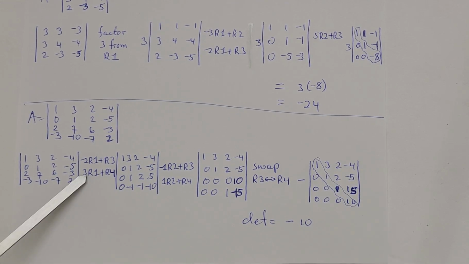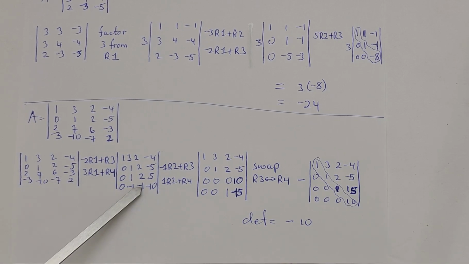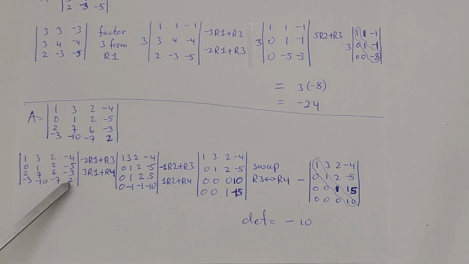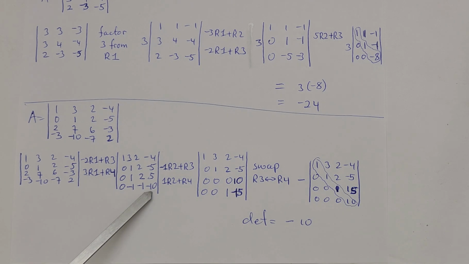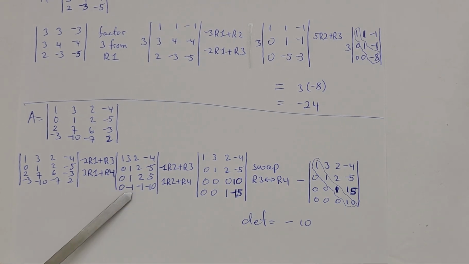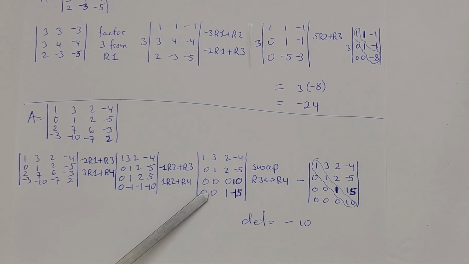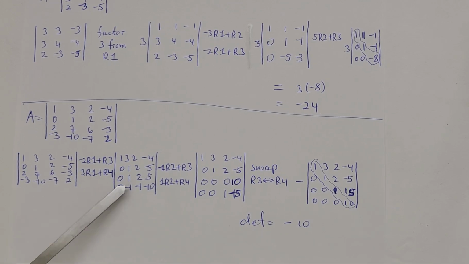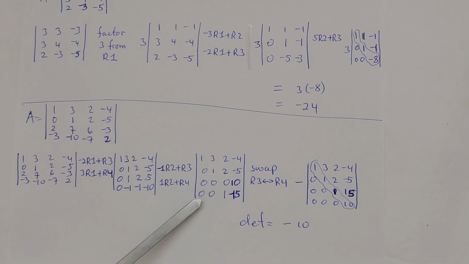Last row, 3 times 1 is 3, subtract 3 gives me 0. 3 times 3 is 9, 9 subtract 10, negative 1. 3 times 2 gives me 6, 6 subtract 7 gives me this negative 1. 3 times negative 4, negative 12, plus 2 gives me this negative 10. Okay? Next, I want this 1 and this negative 1 to be 0, 0.